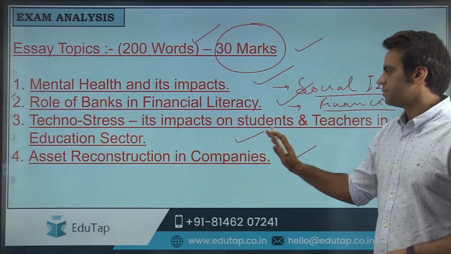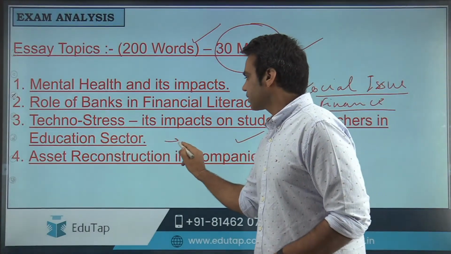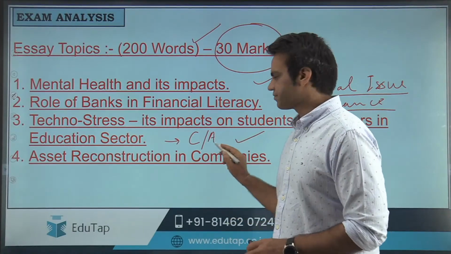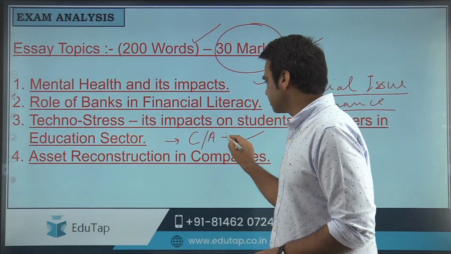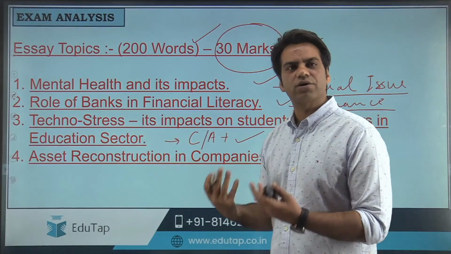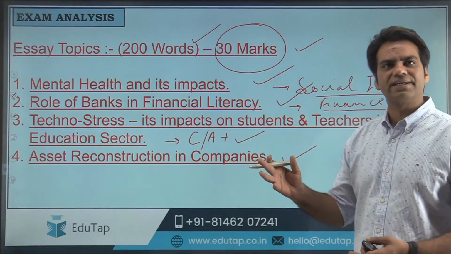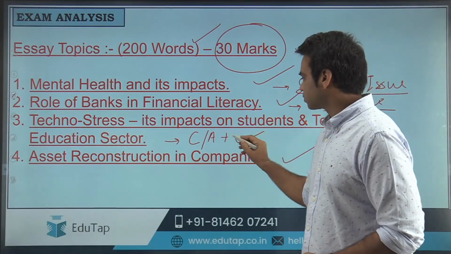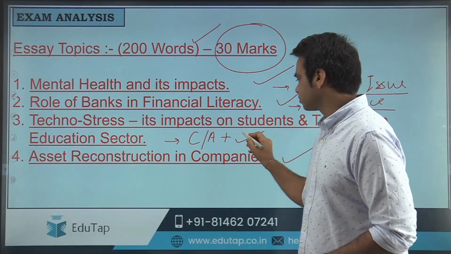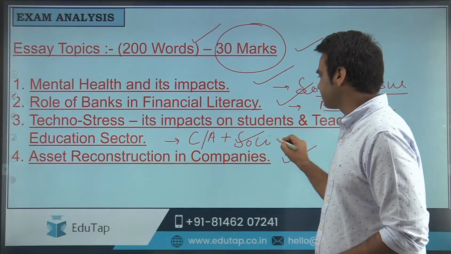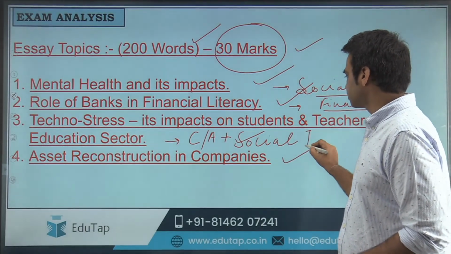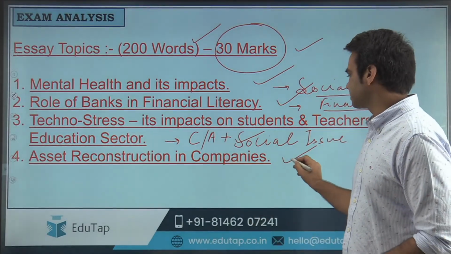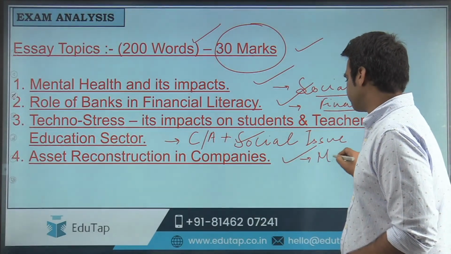Techno stress, its impacts. Now this could be called current affairs, not exactly current affairs, but moreover, you could have discussed this in the wake of COVID-19 and switching to online education and everything. So it was more about again a social issue or a mental health issue. So we can put it in current affairs as well as a social issue, social matter that is to be discussed. And then asset reconstruction in companies, that was based on your management, right?